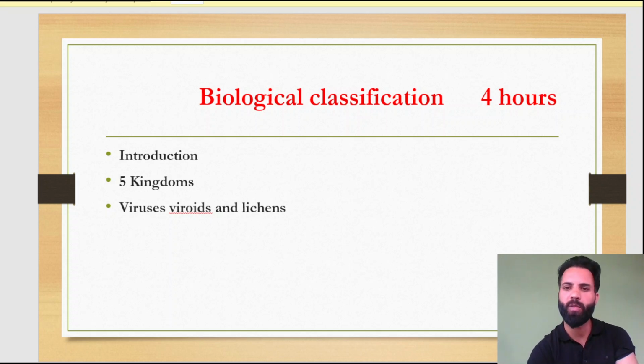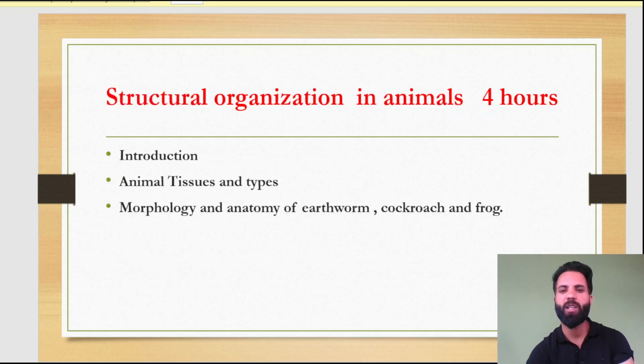And from the board perspective, there always comes a question from the kingdoms, such as giving the characters of kingdom Protista. So there is another unit called Structural Organisation in Animals, a bit dry unit to all the students. Students think that this unit is very dry, but when I take this unit, you will find it very easy. You will enjoy this unit because it is full of topics and concepts.